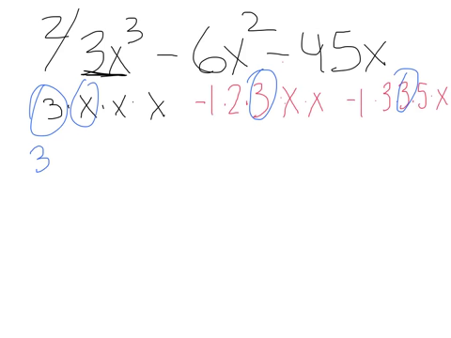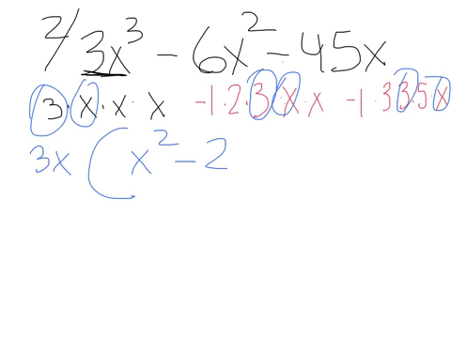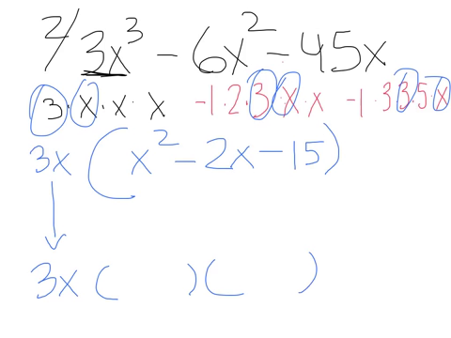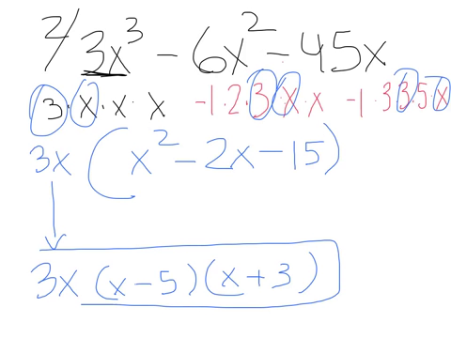Now I also have an x and an x, so I've got 3x. X squared minus 2x minus 15. So don't forget, I have to bring this down. Bring it down. There you go, 3x. Once I do everything, my answer should be x minus 5 times x plus 3. That's your answer right there. That's it. We're done.